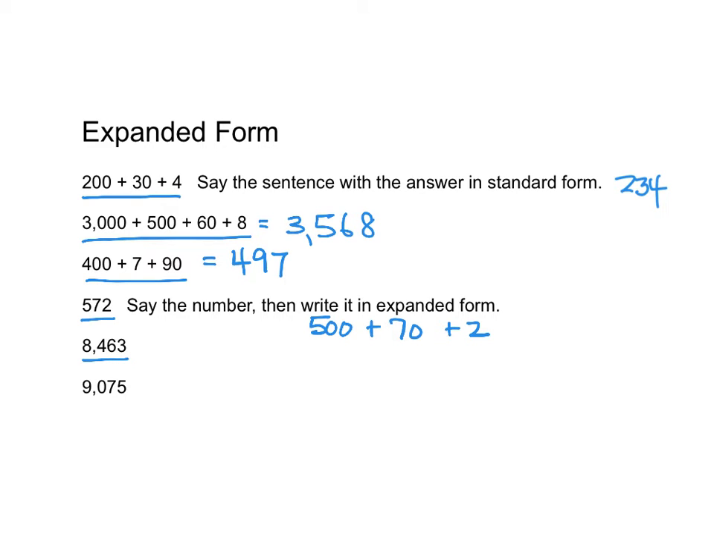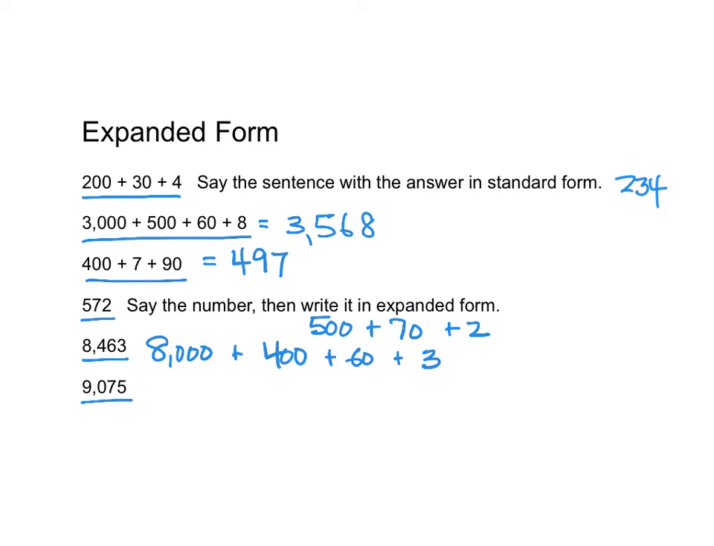Let's look at 8,463. So if we're going to write that in expanded form, you should have that on your board now. 8,000 plus 400 plus 60 plus 3.